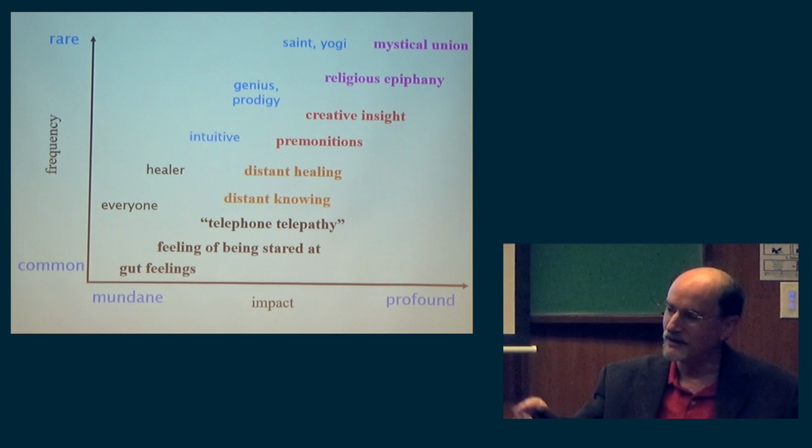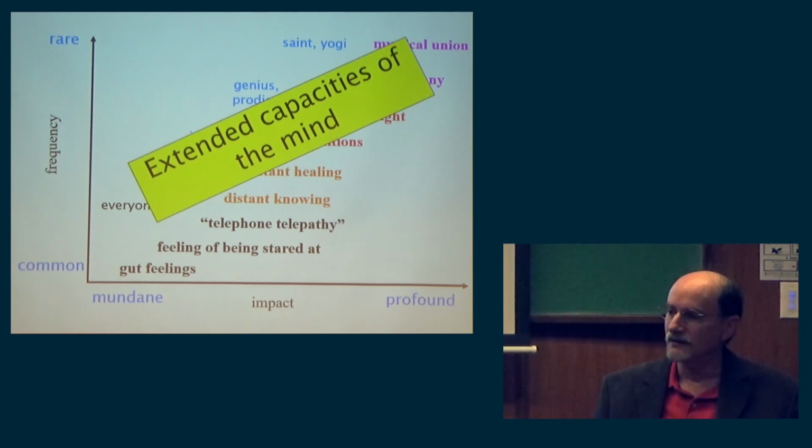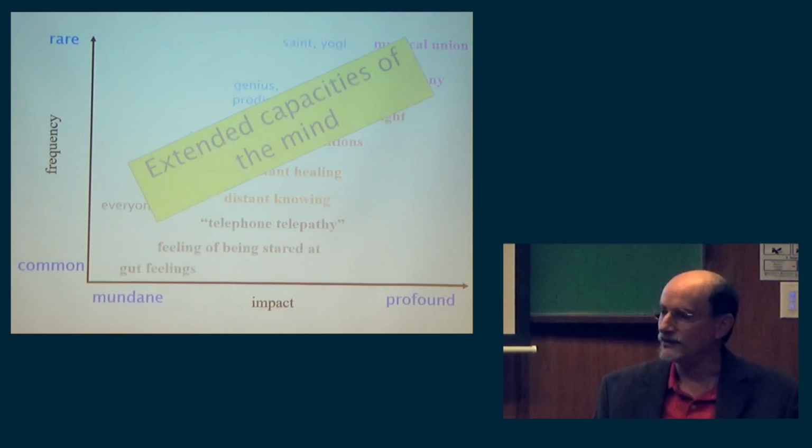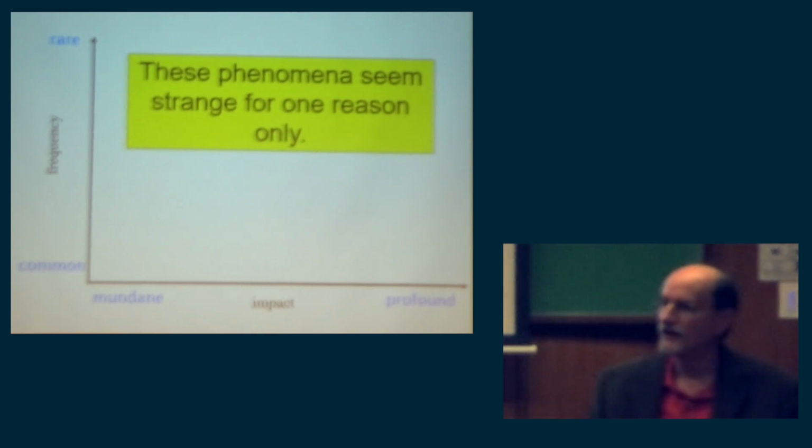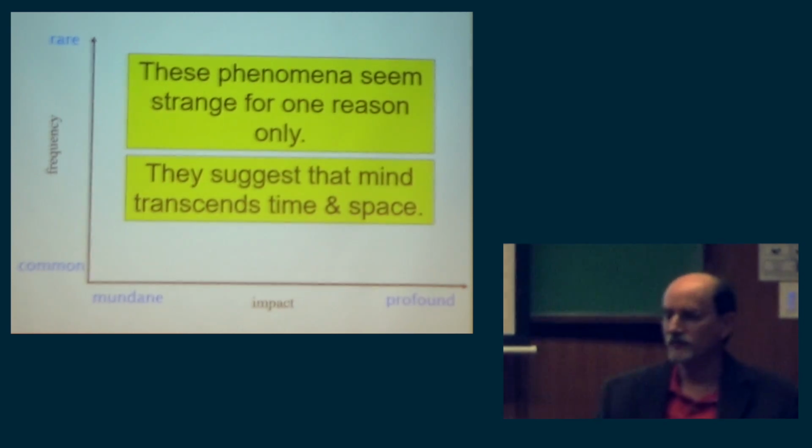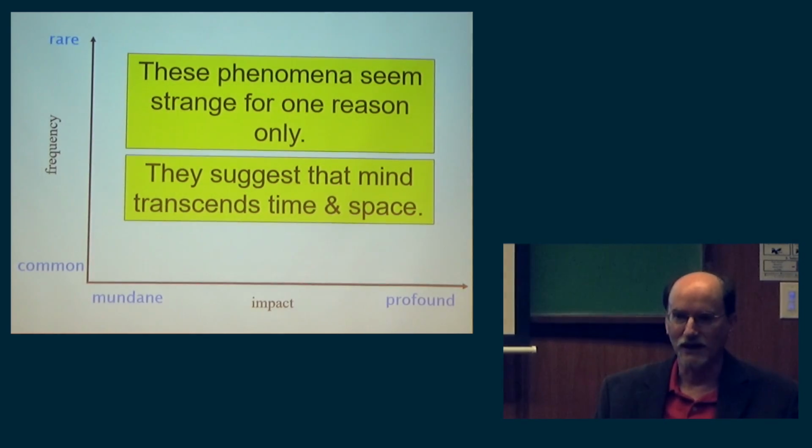And the reason why I put it in this form is to simply point out that this is part of a spectrum of human experience. At IONS, we call it extended capacities of the mind, somewhat of a euphemism, so we don't have to talk about psychic or mystical experience, just exceptional experiences. And the spectrum is interesting because all of those phenomena are strange for one reason only. They're strange because they suggest that mind transcends time and space.